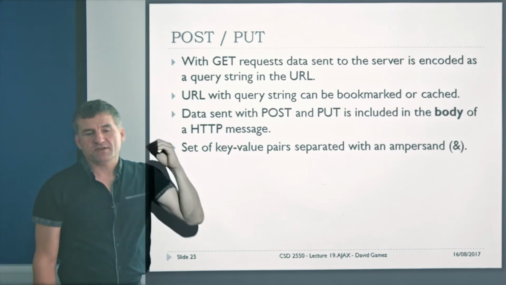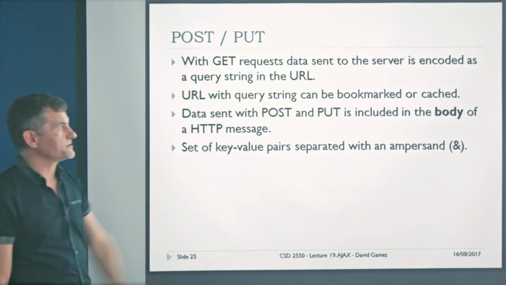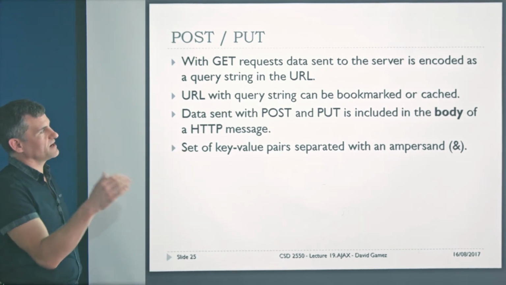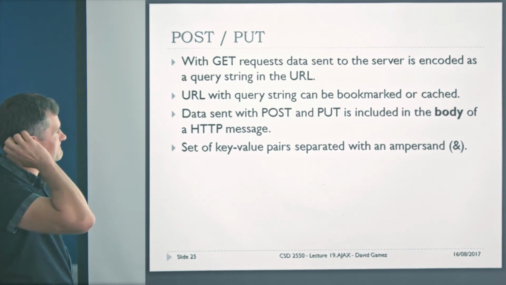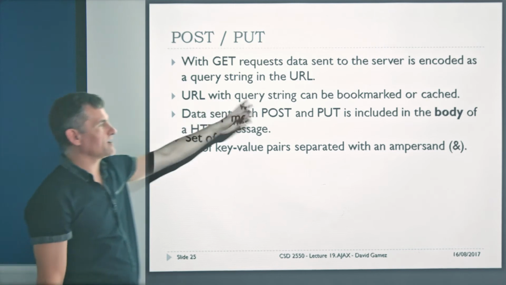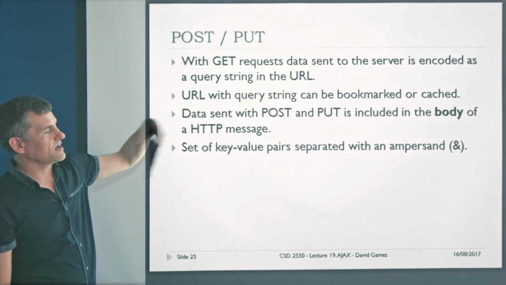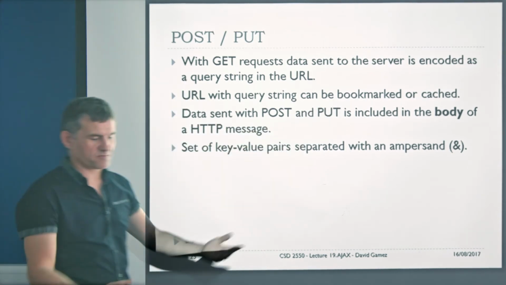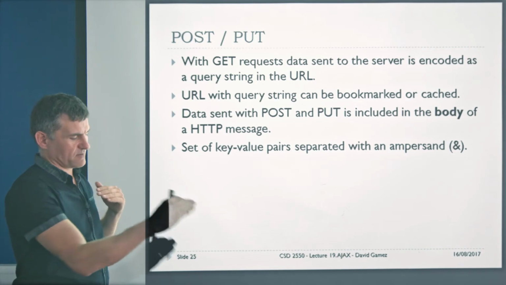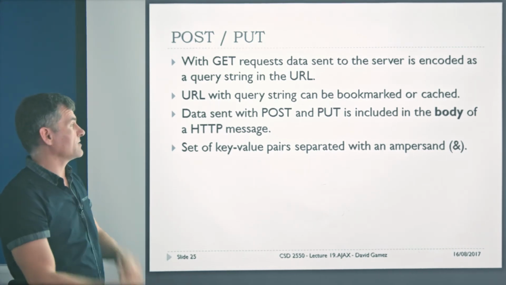Now, we use query strings with GET. We don't use query strings with POST and PUT. With GET requests, the data sent to the server is encoded as a query string in the URL, which is all nice and easy. And then we can bookmark or cache. We can bookmark the URL in a browser, and the browser will probably cache what's sent back by the server in response to a URL with a particular query string.